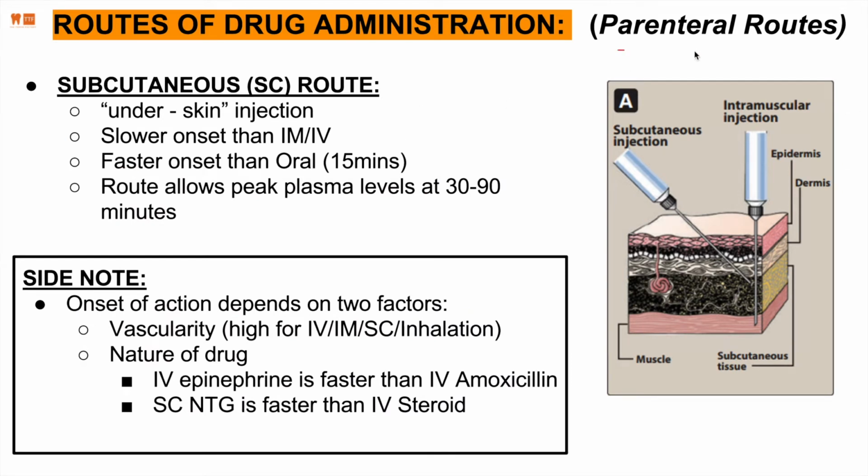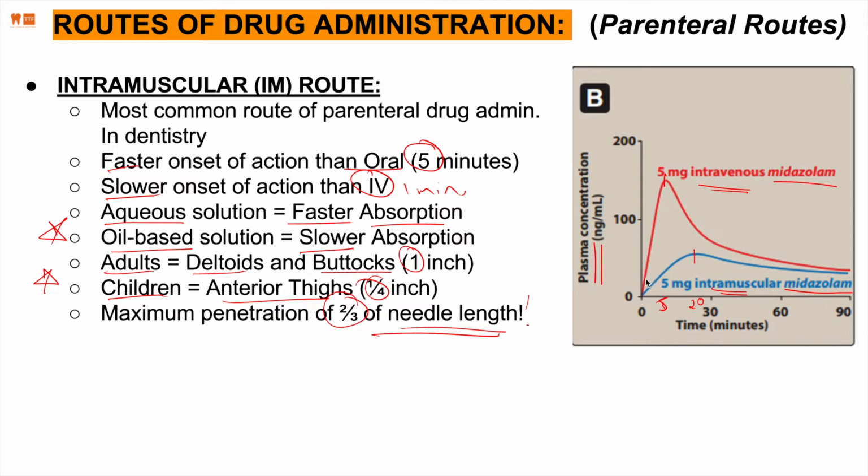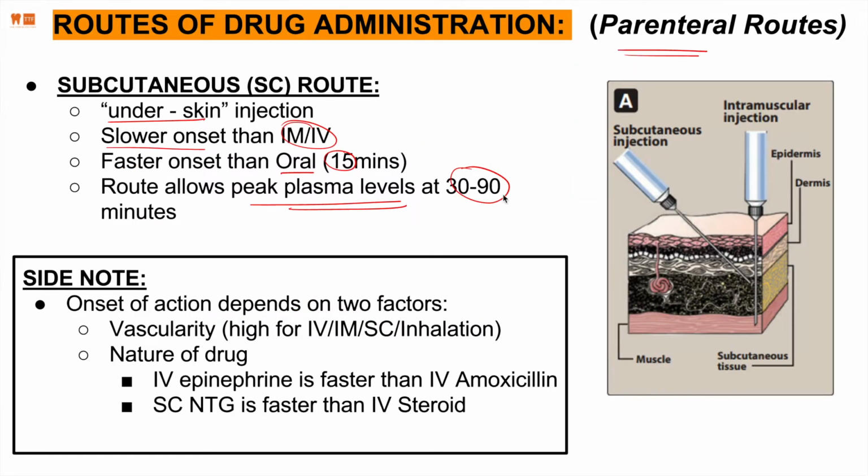Subcutaneous, also a parenteral route, right? It goes under the skin. It's slower onset than IM and IV with a 15-minute onset. However, it's still faster than oral. The route allows a peak plasma level at 30 to 90 minutes. Right? So for example, in this chart, if we were to put SC, it would look something like this. It would go here and then like that. So at 30 to 90 minutes right here, we have SC, peak plasma level.